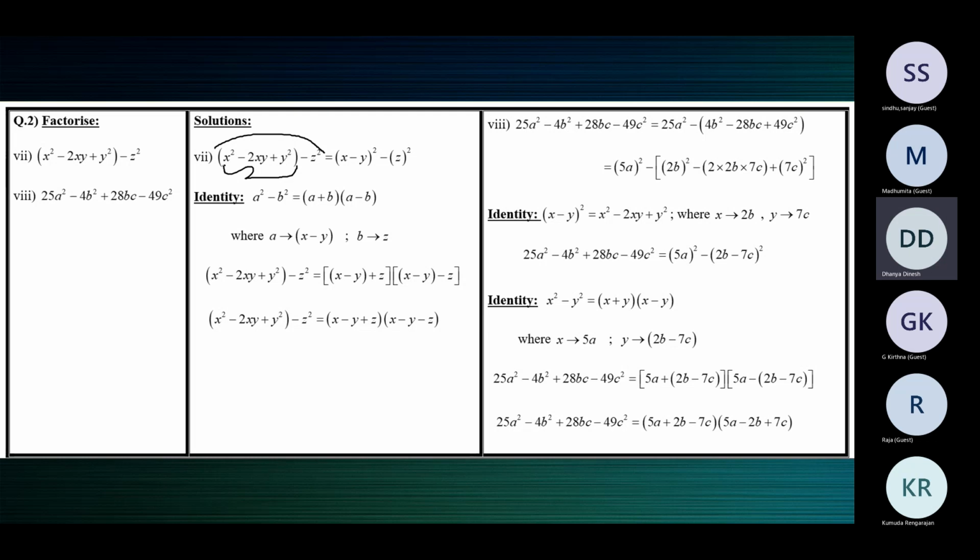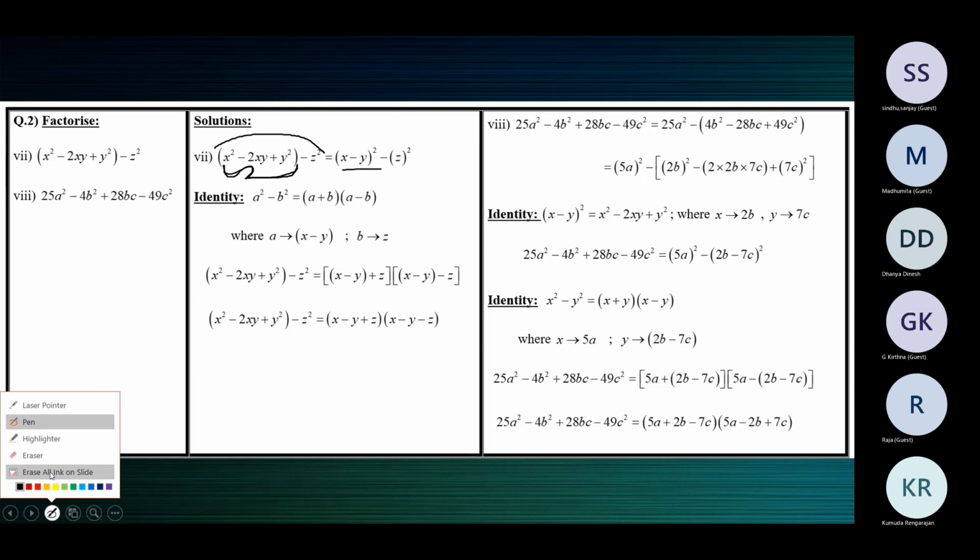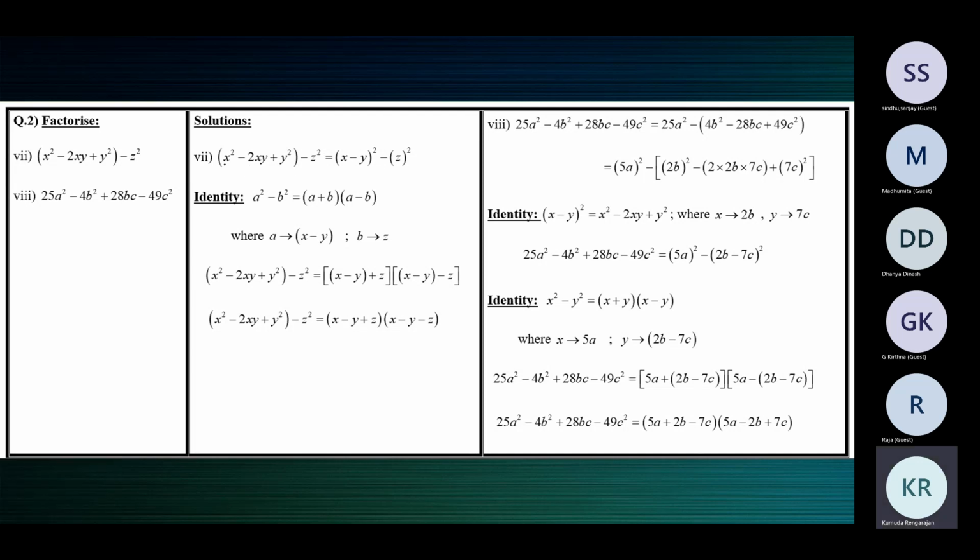What does this look like for you? Don't you think this is straight away a minus b the whole square? x square minus 2xy plus y square is what? The x minus y the whole square identity. Yes or no? Yes, ma'am. So directly, that's the first step. The first step is to write this one as x minus y the whole square, because it's x square minus 2xy plus y square.